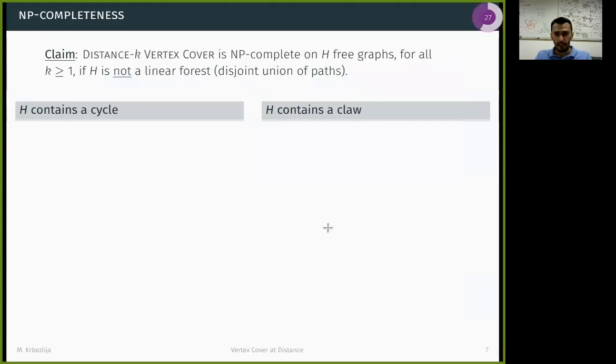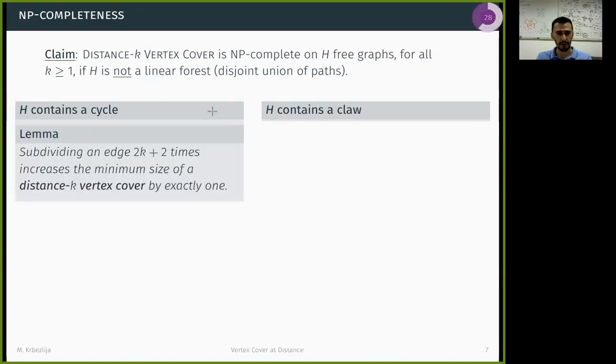To show the NP-completeness results, we will first start on the case when H is not a linear forest. That is, when H is not a disjoint union of paths. And we claim that then the problem, that is the distance k vertex cover, is NP-complete. To show NP-completeness, we consider what happens when H contains a cycle and what happens when H contains a claw.